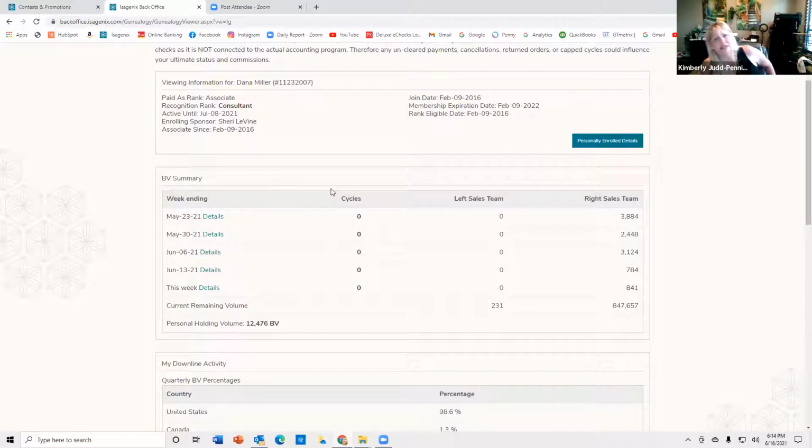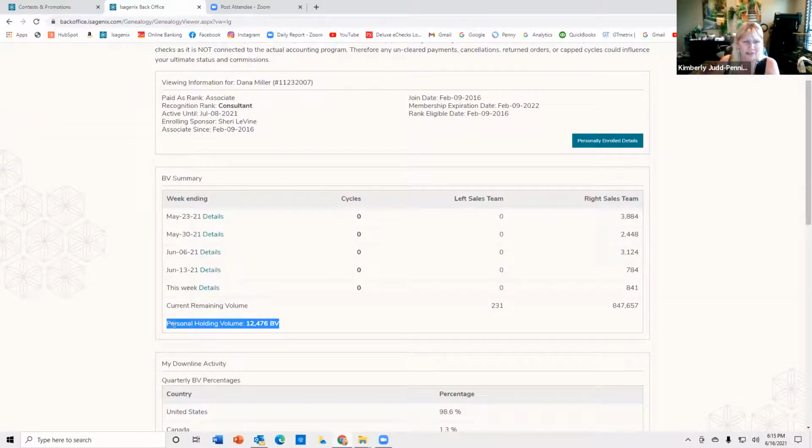Once you click on a little square in your placement tree that shows the person is ordering 100 BV or more, it brings you to this screen right here. You can only see this on people underneath you, not people above you. What you do is look at this personal holding volume right here, 12,476 BV. It's important that everybody understands this. If they don't know it, this is critical stuff, okay?